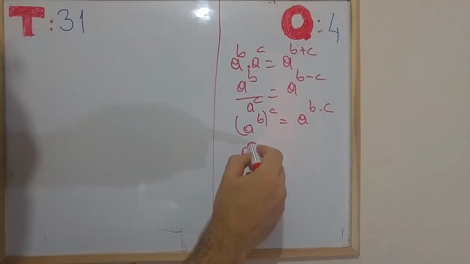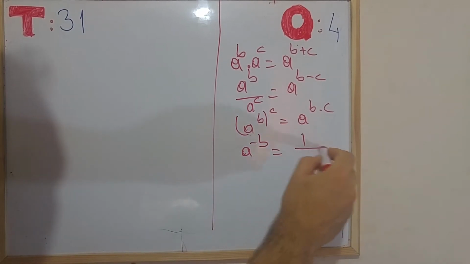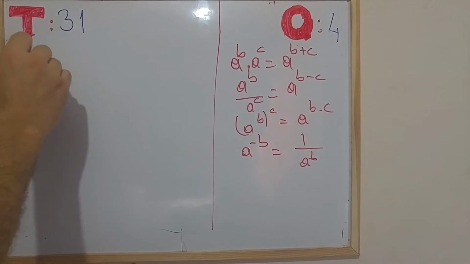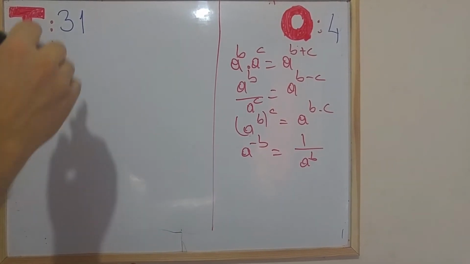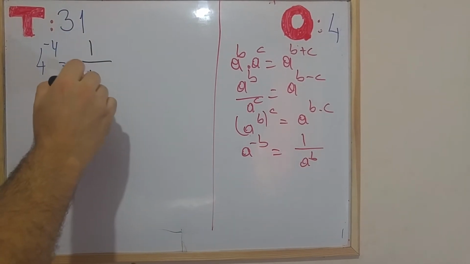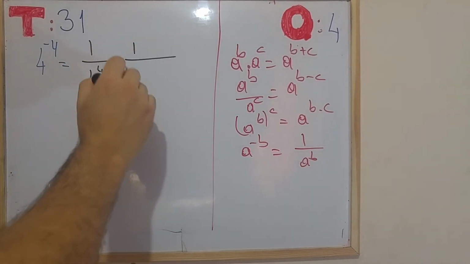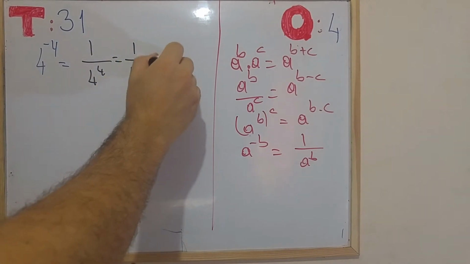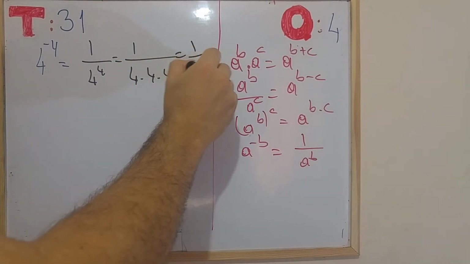A to the minus b is equal to 1 over a to the b. And the question that they asked me is 4 to the minus 4 is equal to what? So let's do it. This is equal to 1 over 4 to the 4, which is equal to 1 over 4 times 4 times 4 times 4, which is equal to 1 over 256.